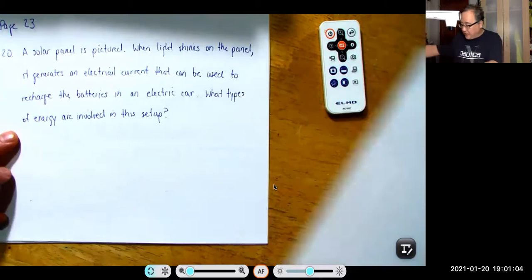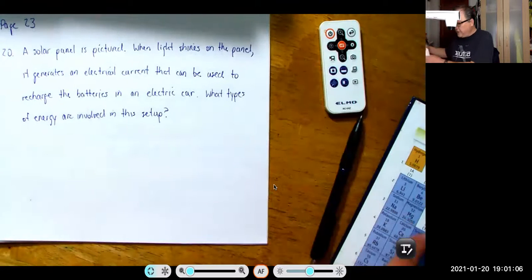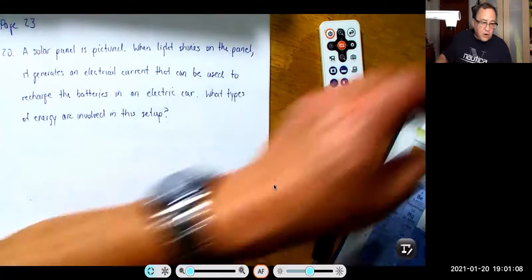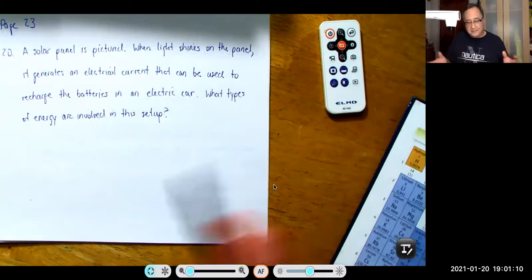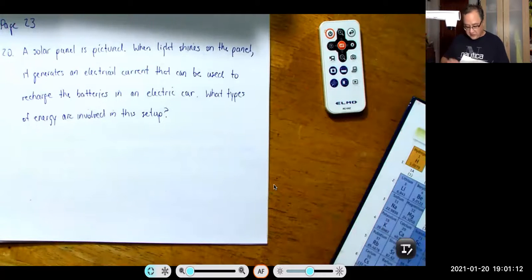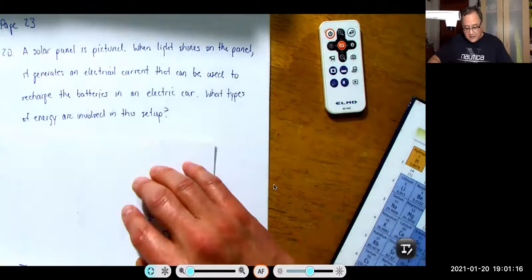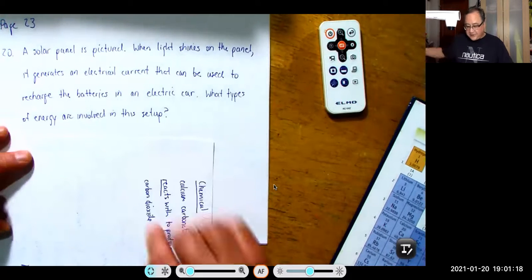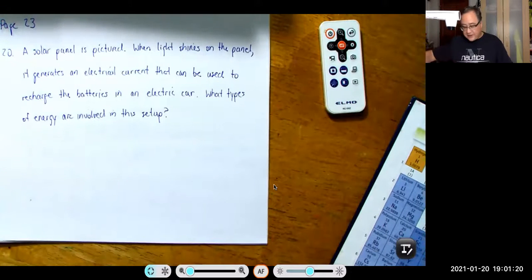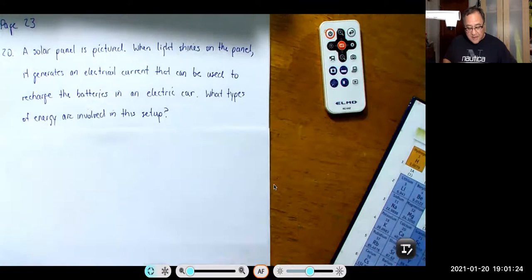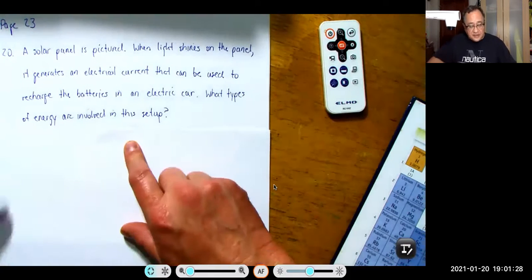A solar panel is pictured. So you all know what a solar panel looks like. I'm not going to bother showing you the image in the book. When light shines on the panel, it generates an electrical current that can be used to recharge the batteries in an electric car. What types of energy are involved in this setup?